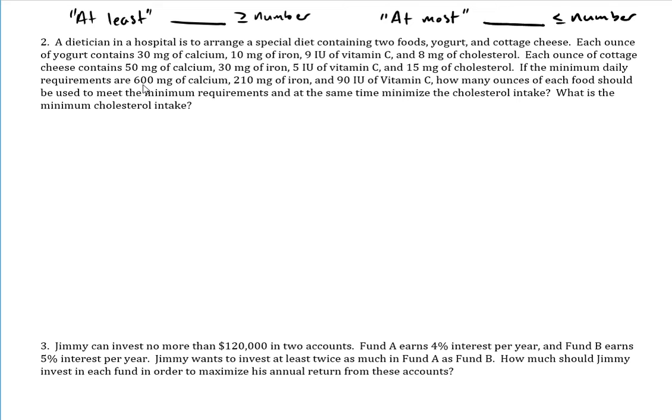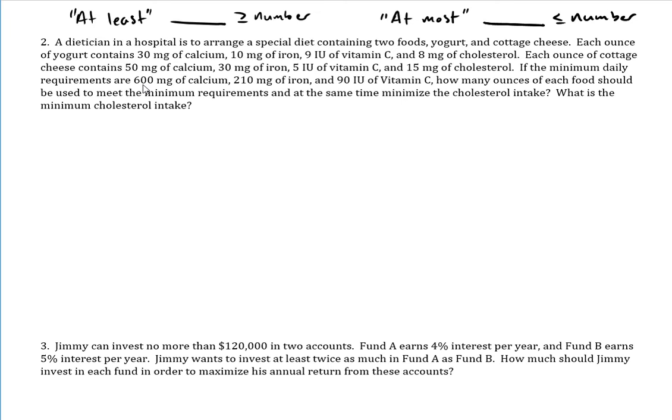So it says, a dietitian in a hospital is to arrange a special diet containing two foods, yogurt and cottage cheese. Each ounce of yogurt contains 30 milligrams of calcium, 10 milligrams of iron, 9 IUs of vitamin C, and 8 milligrams of cholesterol. Each ounce of cottage cheese contains 50 milligrams of calcium, 30 milligrams of iron, 5 IUs of vitamin C, and 15 milligrams of cholesterol.